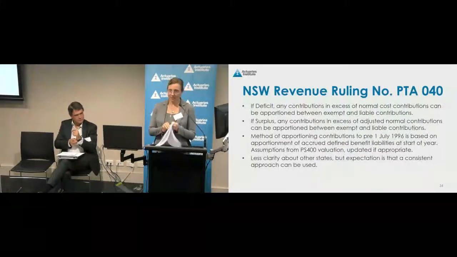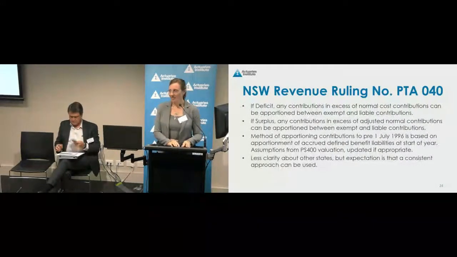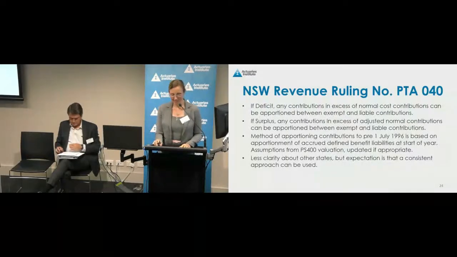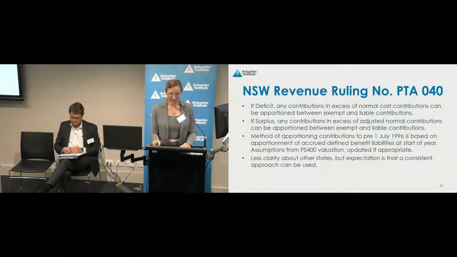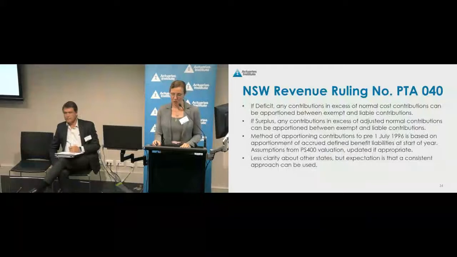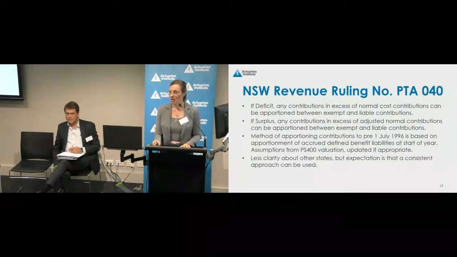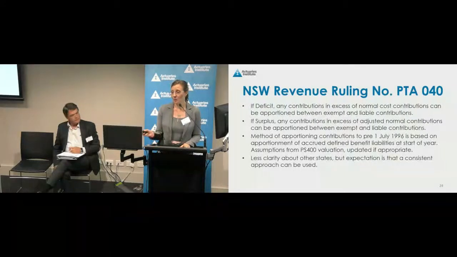Okay, so some additional points to note. It's not just talking about deficit. So firstly, if in deficit, any contributions in excess of the normal cost contributions can be apportioned between exempt and liable contributions. So I think most of us would get our head around that. That's quite straightforward, and it's similar to what was in the CSR case.